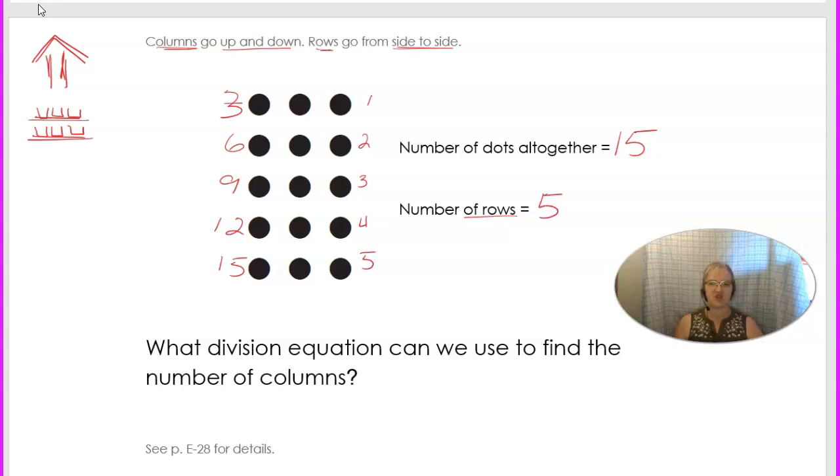What division equation can we use to find the number of columns? Now, obviously, you can see right away how many columns there are. But if we had more columns, if the numbers were larger, what could we use? 15 dots divided into 5 rows gives us 3 columns.